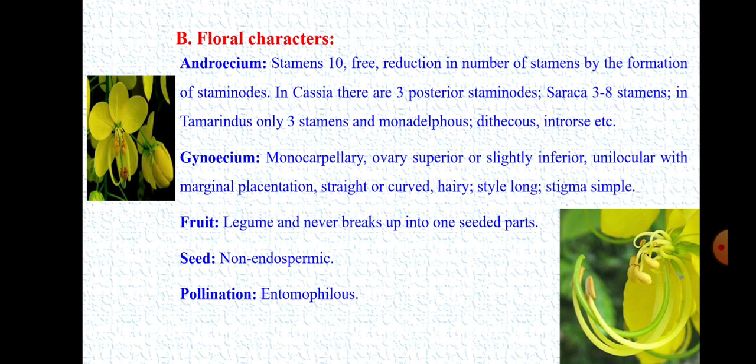So the gynoecium is monocarpellary, ovary is superior or slightly inferior, unilocular with marginal placentation, straight or curved, hairy. The style is long, stigma is simple, and the fruit is a legume type and never breaks up into one-seeded parts. The type of seed is non-endospermic and the pollination is entomophilous.